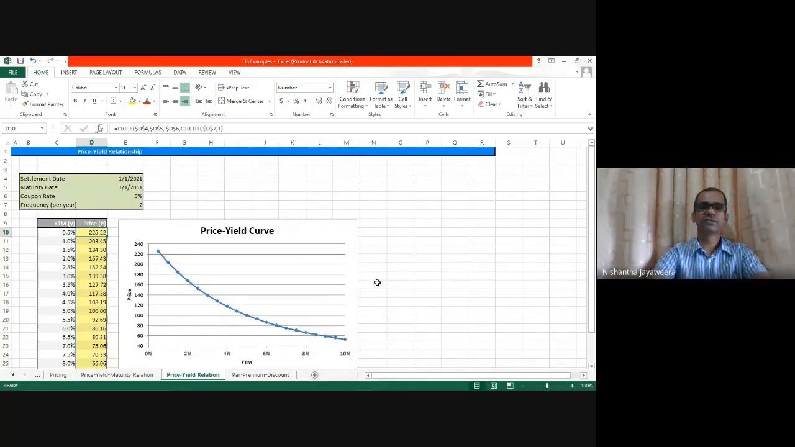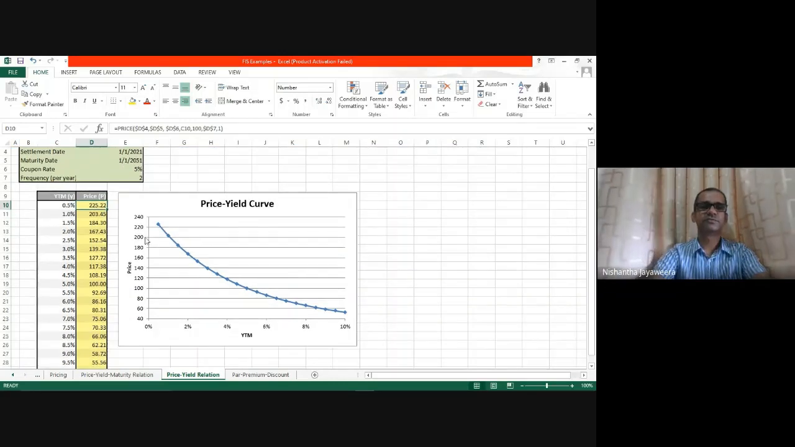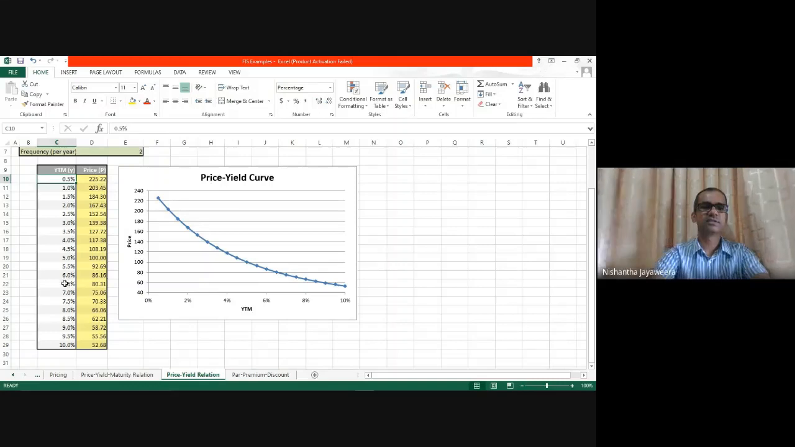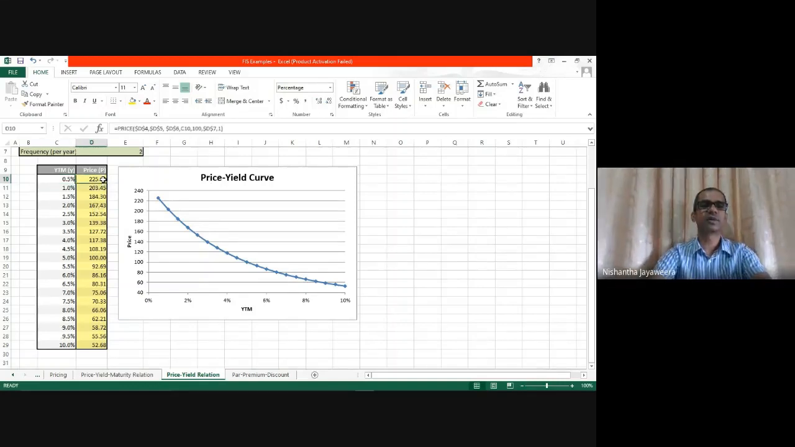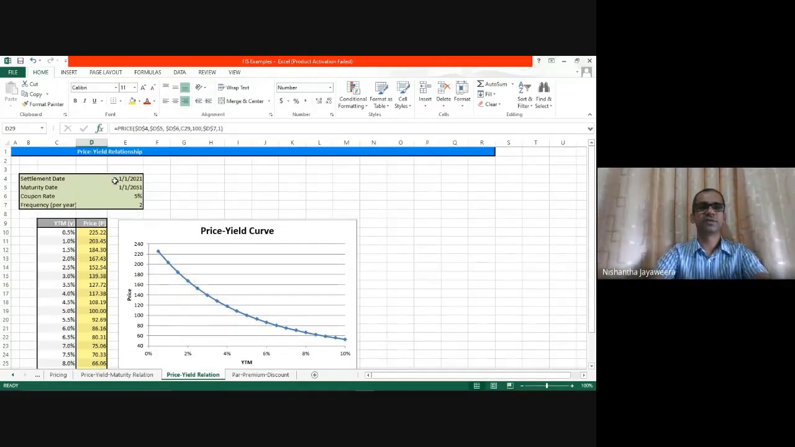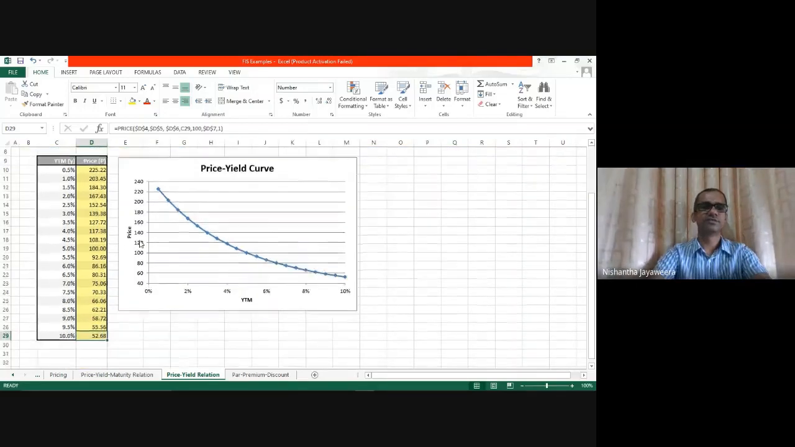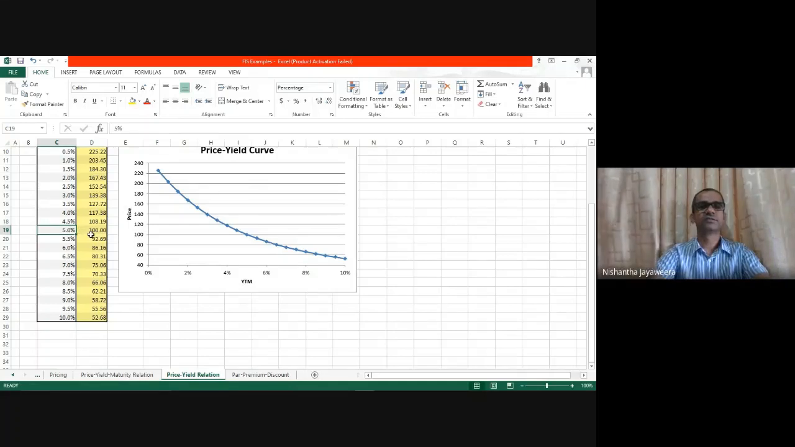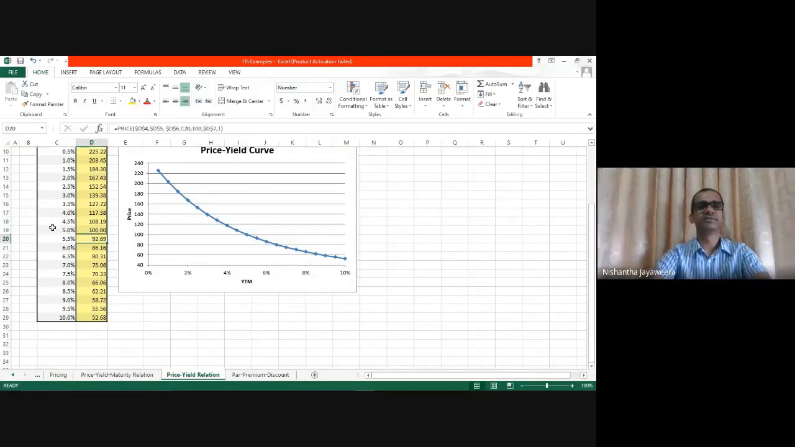So this graph shows you the relationship. As you go down in this column, you can see yield increases. What happened to the price? Price decreases. But same bond. And you can see when the yield equals the coupon rate, price is 100 here.